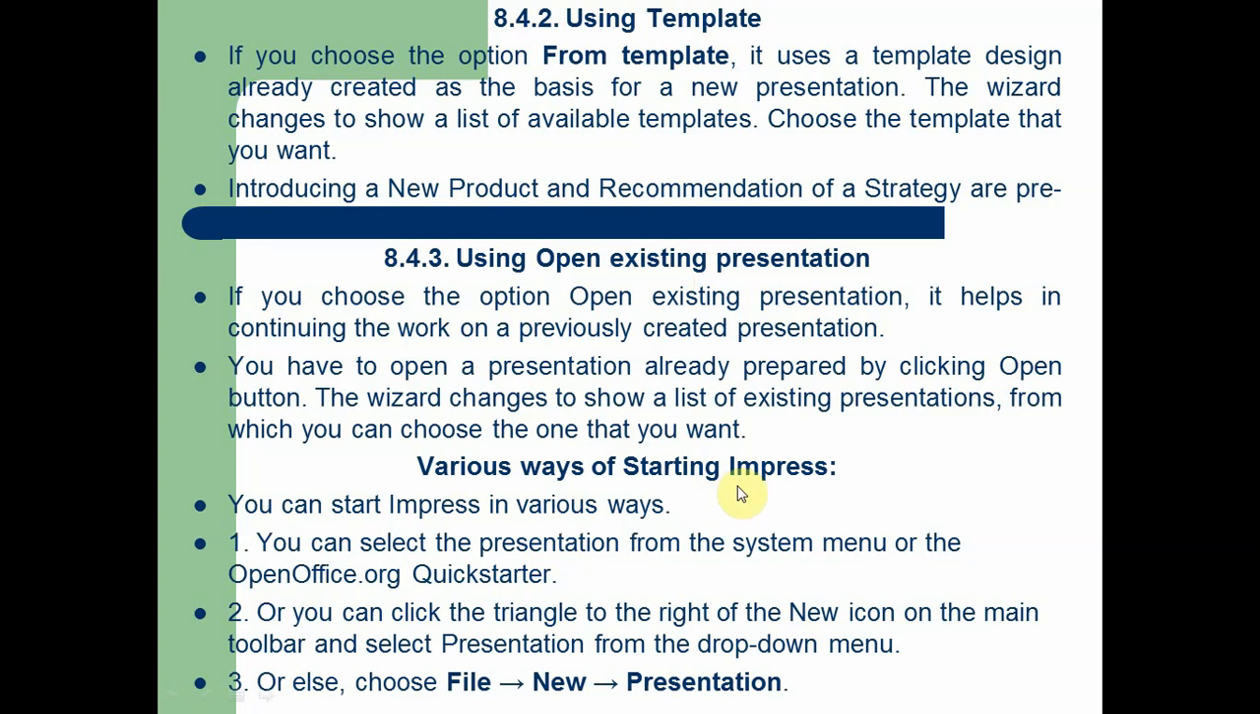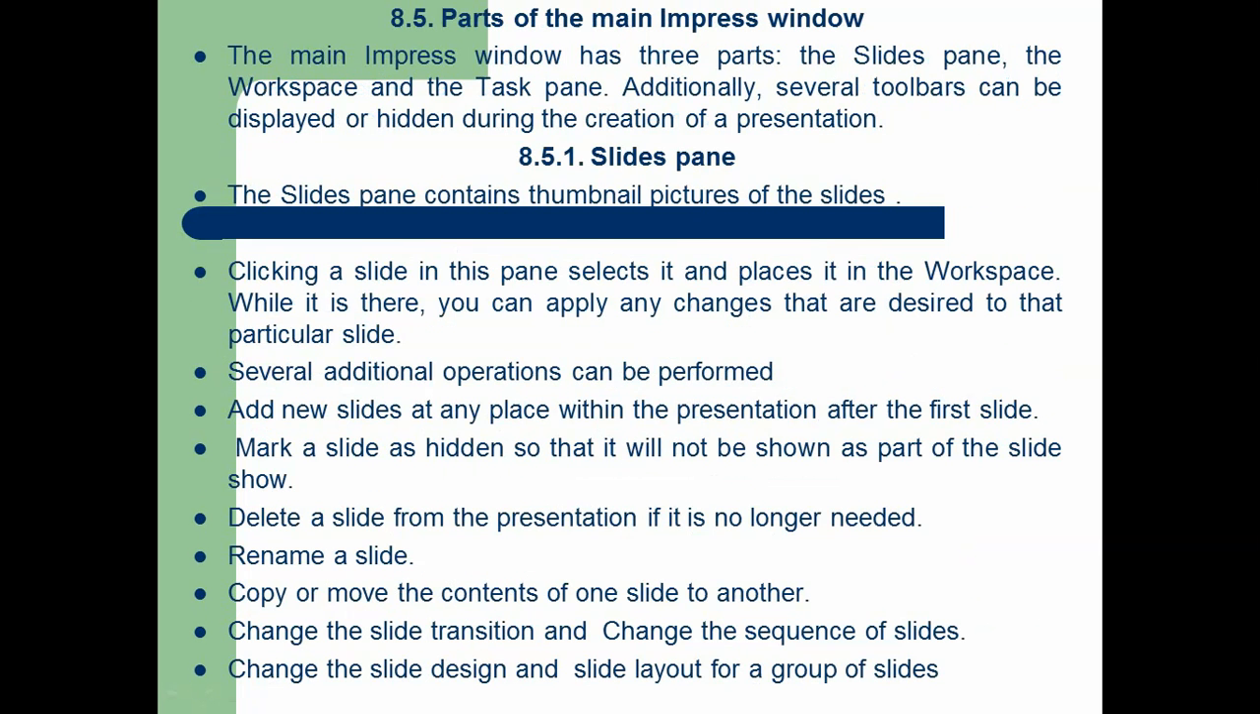Next one, how to open Star Impress. There are different ways for opening. One is from the start menu, another one is from the quick launch or quick starter from the desktop area, another one is from file and new presentation. These are the same methods which we already used in opening spreadsheet software or writer software, and the same method can be used for opening Impress also.